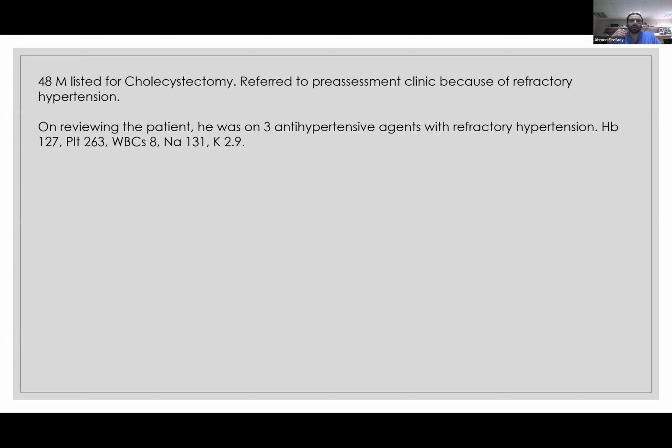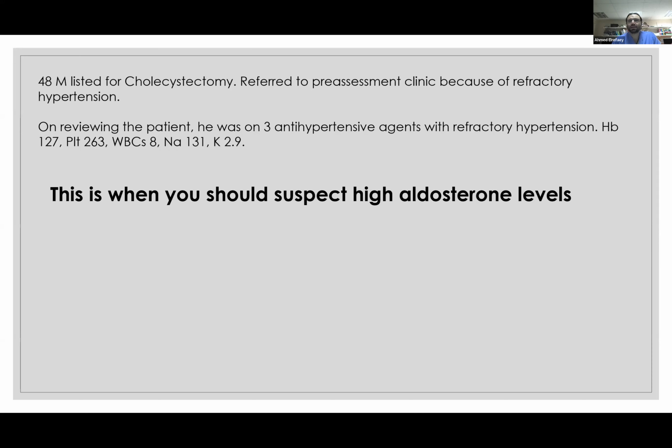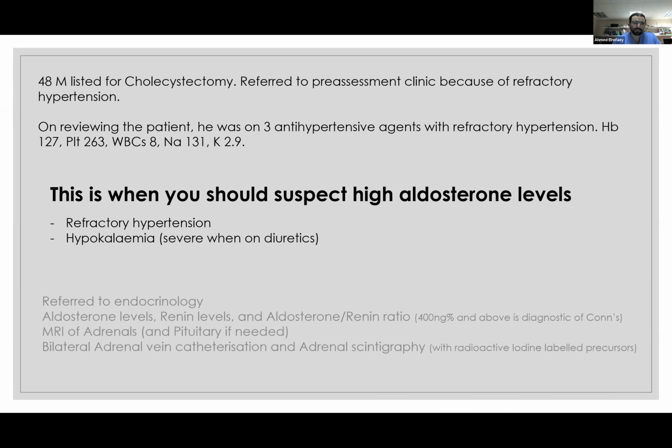What do you think? This is a very important question, because this is how we usually miss those patients. And what I want to highlight is when you have this refractory hypertension with borderline low potassium, always think of high aldosterone levels, because this is how it happens. Refractory hypertension, hypokalemia, and it becomes severe if we are using diuretics to treat that hypertension.